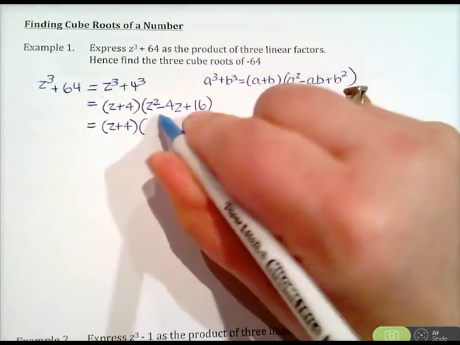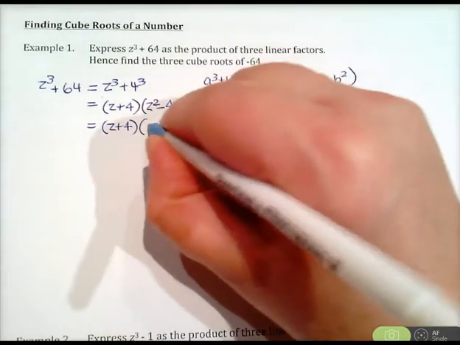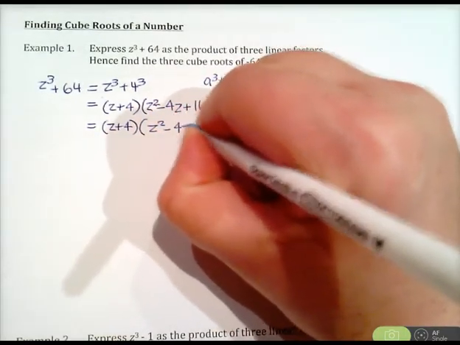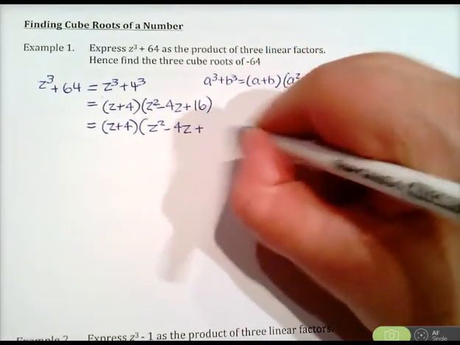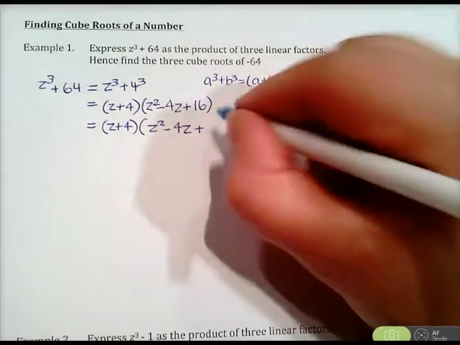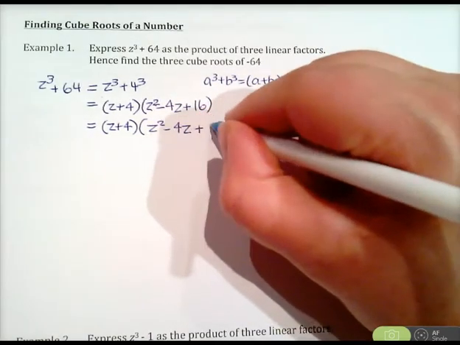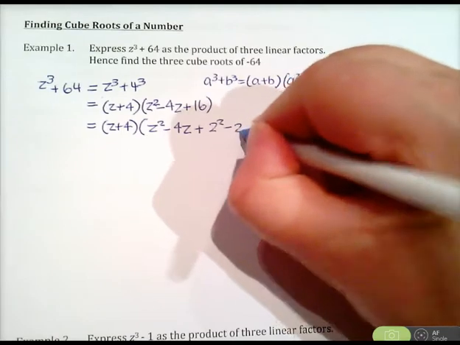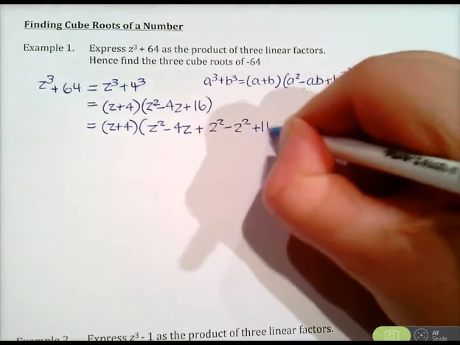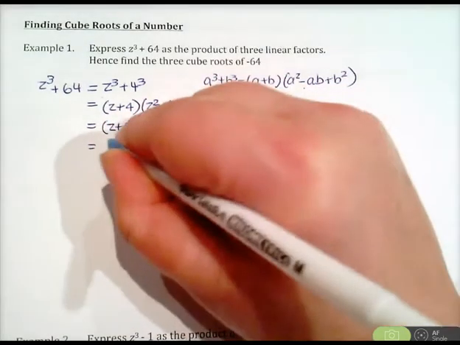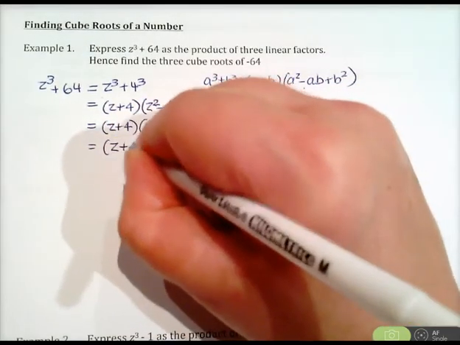And I want to complete the square on z squared minus 4z plus 16. So I get z squared minus 4z. Now, I need to complete the square here, so adding and subtracting at the same time. Plus half the b is 2, so we get plus 2 squared minus 2 squared, so we've added it on and taken it away straight away, plus 16. And we get, again, z plus 4.